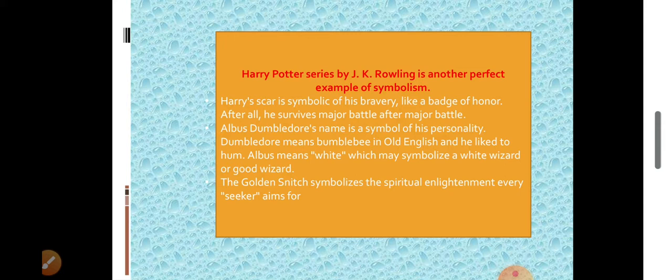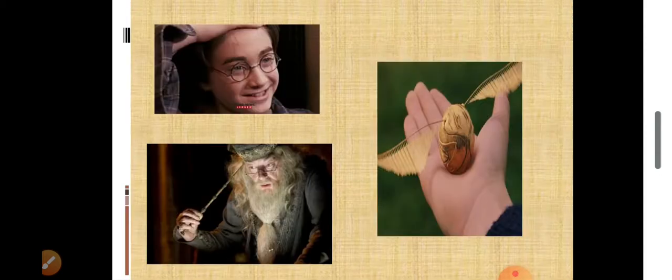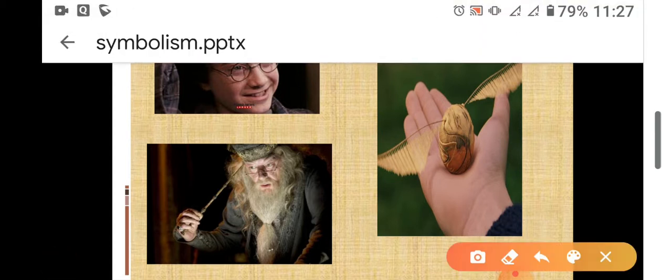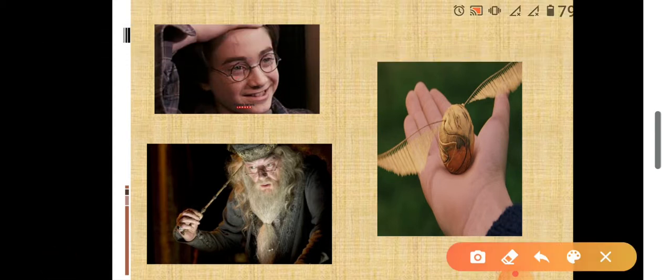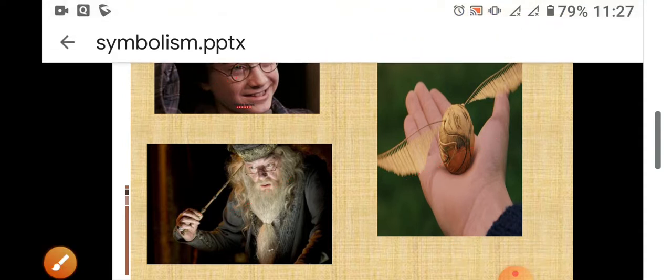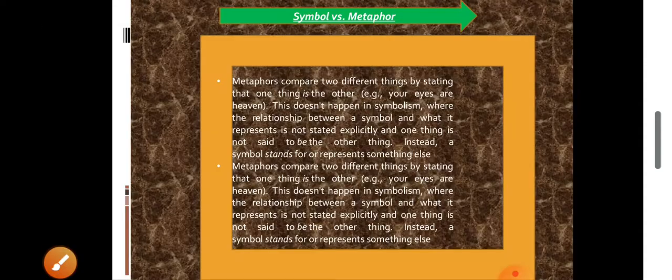Then the golden snitch of Harry Potter, which symbolizes the spiritual alignment every seeker aims for. Here it has been elaborated. You can see the sign on Harry Potter's head here, and the color of Dumbledore's skin, and the golden snitch. So all these are examples of symbolism.